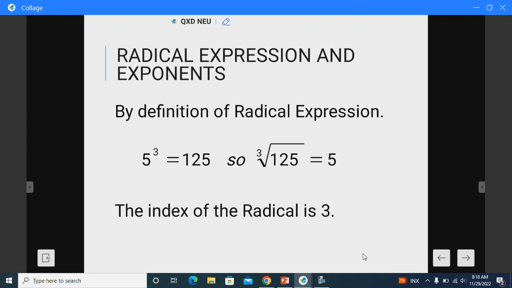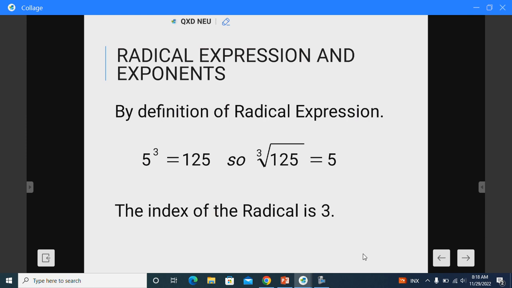By definition of radical expression, again, more examples. 5 to the power of 3 is 125, so the cube root of 125 is equal to 5. Put that in your calculator, you can see that it is 5. So the index of the radical is 3.